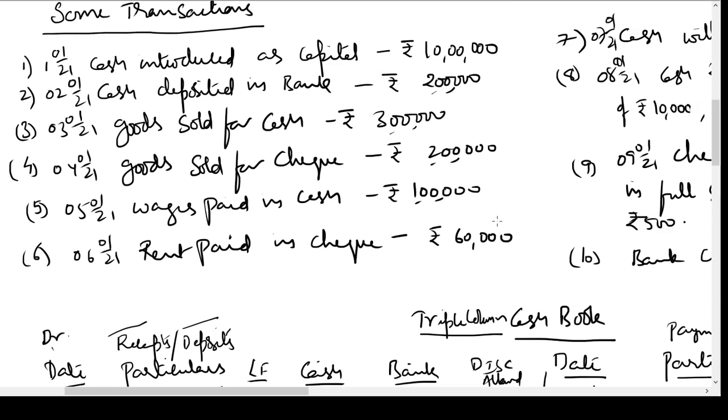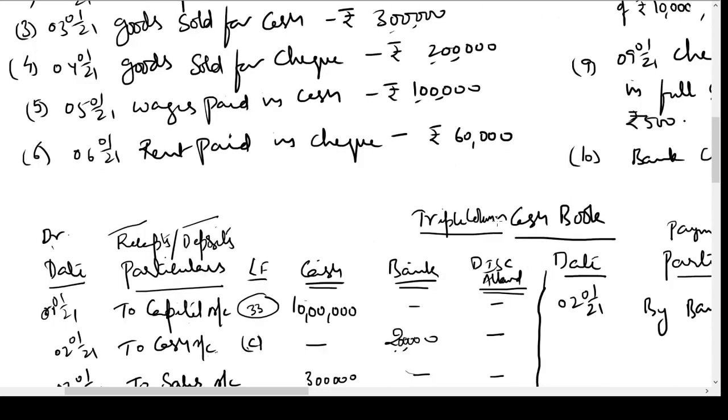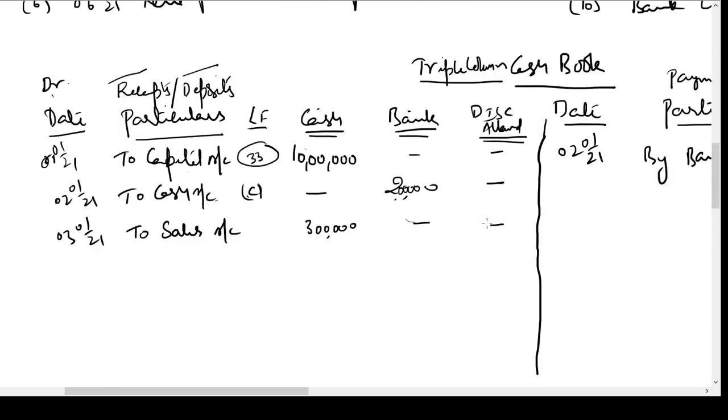Next, goods sold for check rupees 2 lakh. We are now selling goods and we are getting some checks from our customers. We will deposit those checks in the bank, so we have to record it in the deposit side of the bank book rupees 2 lakh. I will write here to sales account, 4th January 21 to sales account rupees 2 lakh, nothing in the cash column and the discount column.